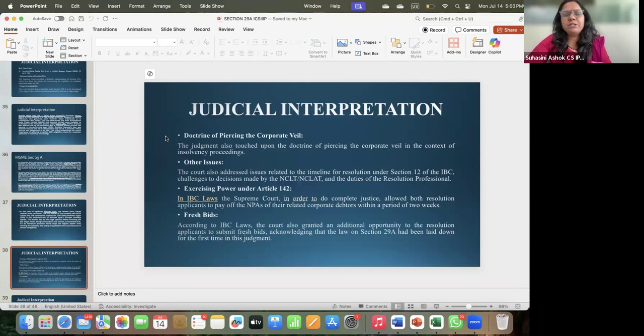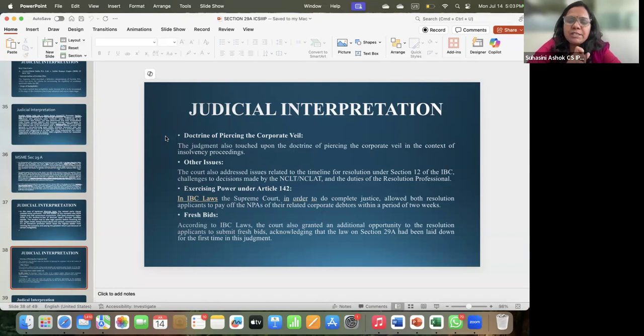So here the judgment also touched upon the doctrine of piercing the corporate veil in the context of insolvency proceedings. Here the court also addressed certain issues relating to the timelines of section 12 IBC. Not only section 29, there were other issues related to the IBC while exercising the powers under 142, which the Supreme Court has interpreted.